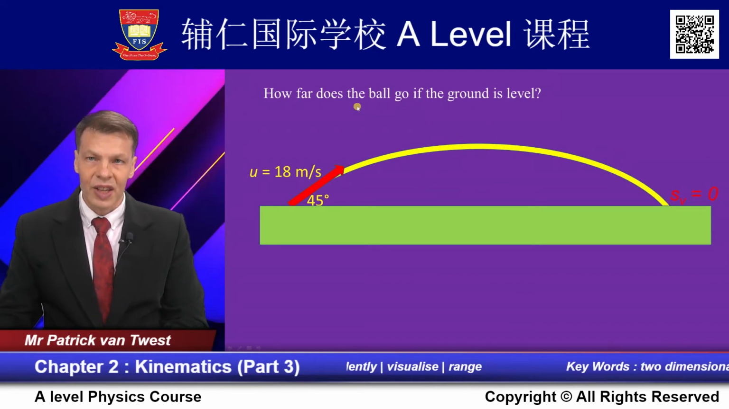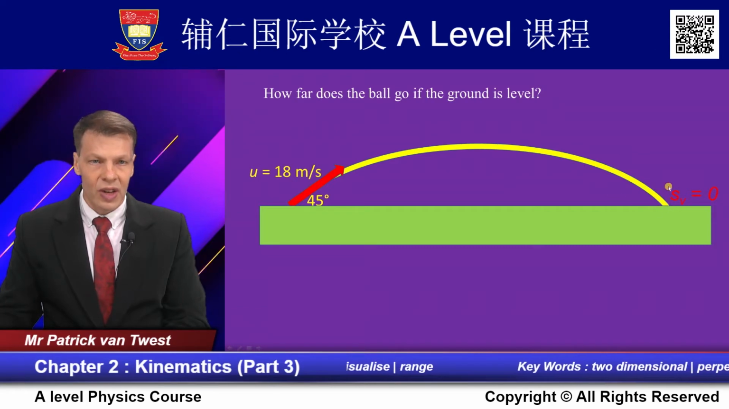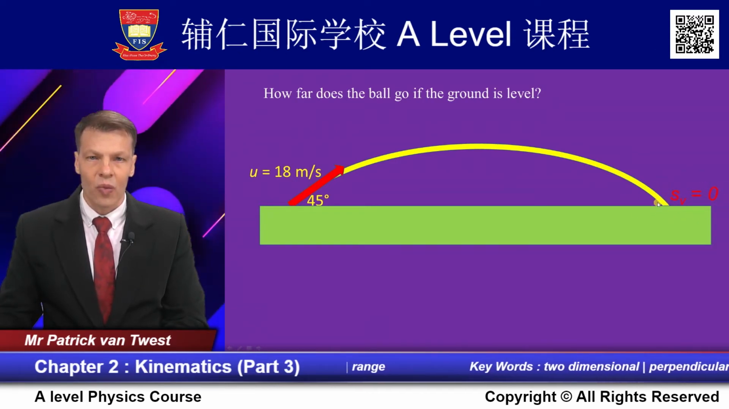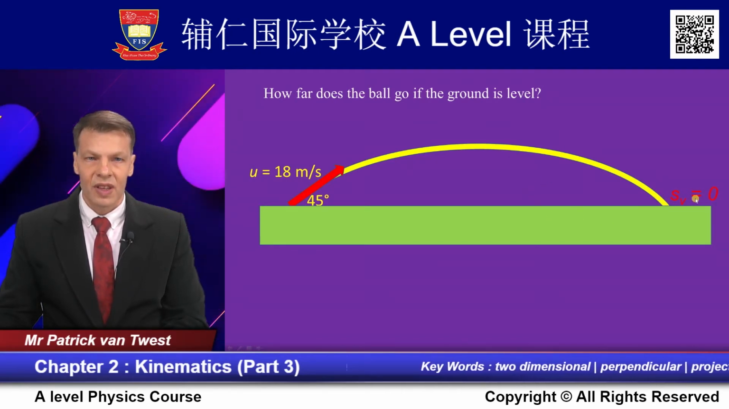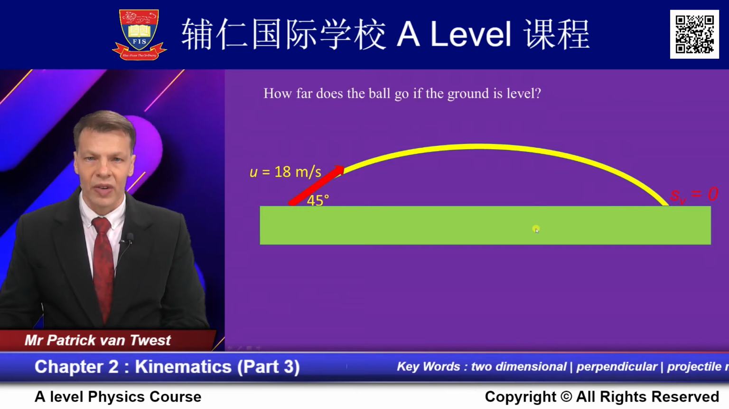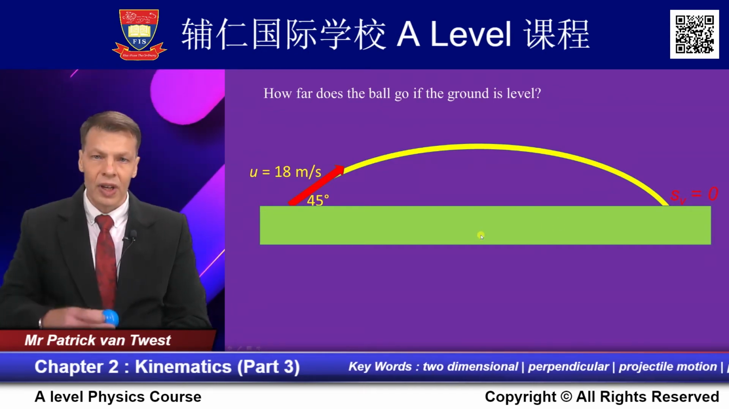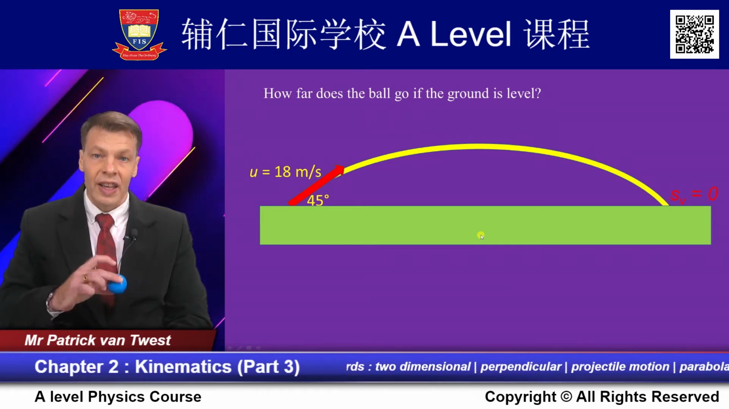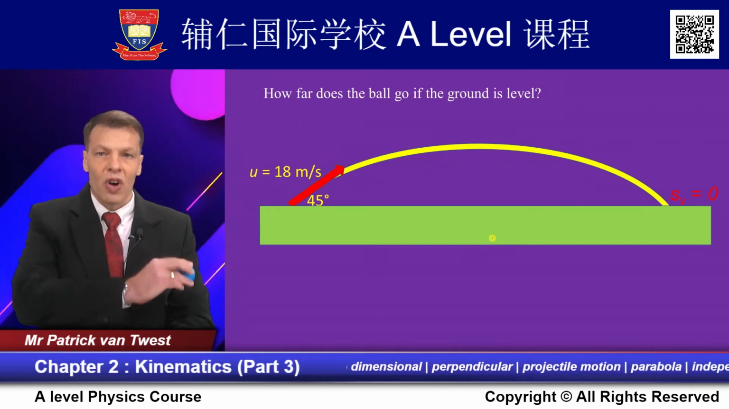Now the question asked us, how far does the ball go? Can you see the key for working out how far the ball goes is knowing that when it hits the ground, its vertical displacement is 0. That's right, it's come back to the ground. So it's a bit like a ball going up and then down vertically. When it gets back to where it started, its displacement vertically is 0. But in that time, it's moved horizontally.